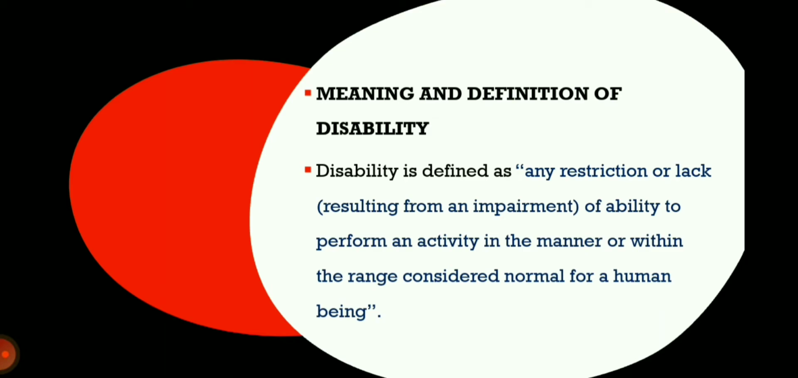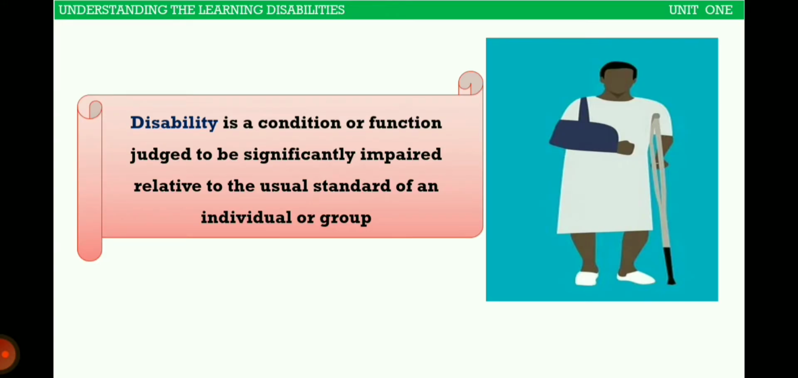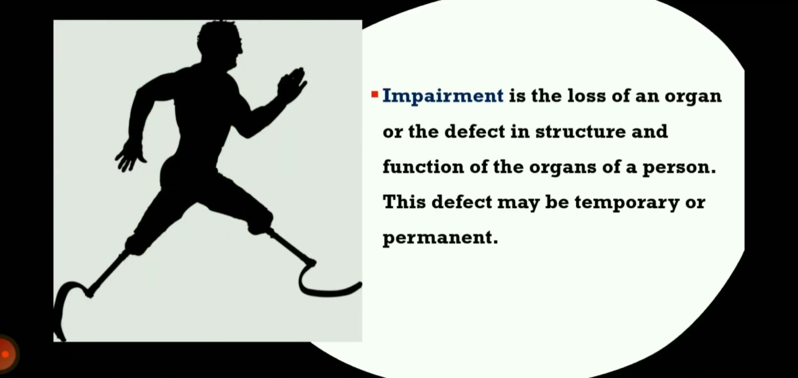Disability is defined as any restriction or lack of ability to perform an activity in the manner or within the range considered normal for a human being. So the people with disability cannot have that easiness to do an activity that is done by a normal human being. So this is the meaning of disability. Then disability is a condition or a function judged to be significantly impaired relative to the usual standard of an individual or group. If you compare the individual group with the disabled person, you can understand what the problem is, right?